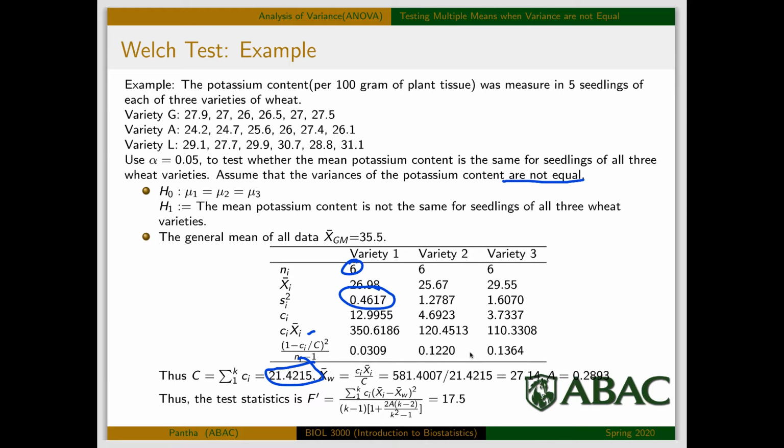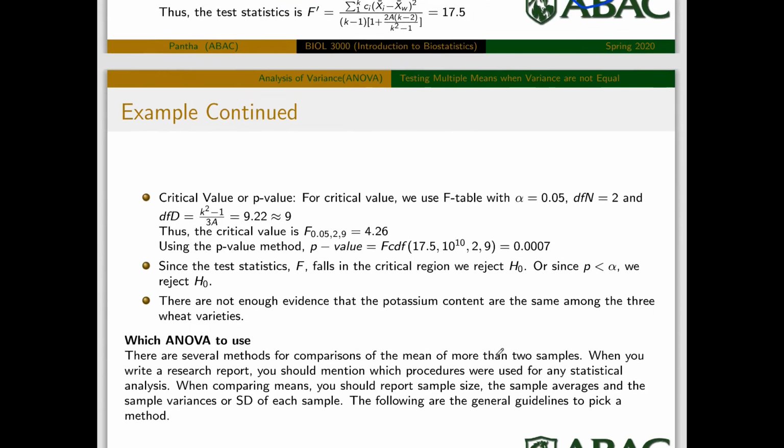If you use that, you will get these values, where C is that value, and X bar W is the sum of Ci Xi bar over C. This is the weighted mean, basically. This is what you get, X bar W. Thus the test statistic, if you use the formula above, is 17.5. You see that?